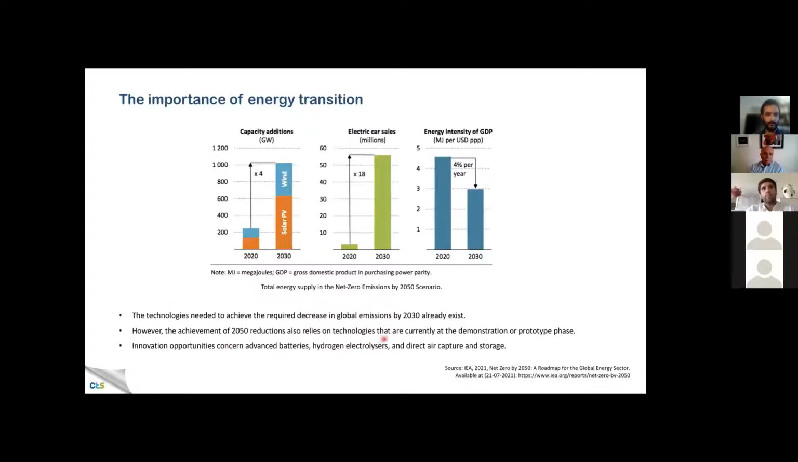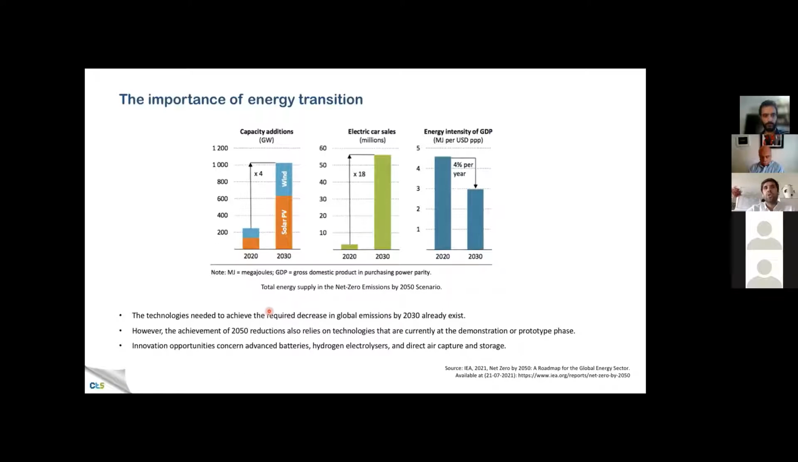In terms of technology value, as I was referring, between today and 2030, technology is already available in the market. What we have to do is to increase solar and wind contribution by 4 times. It's possible, that's already good. It's not easy. It depends on policymakers as well. And also the integration of electrical vehicles has to increase by 18%. At the same time, energy efficiency has to increase in order to reduce energy intensity by 4% a year on average.